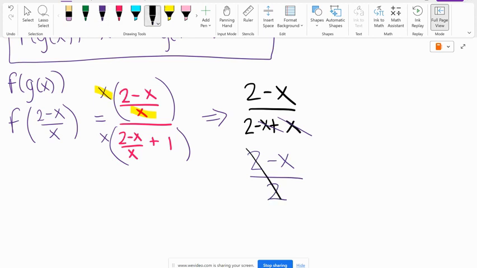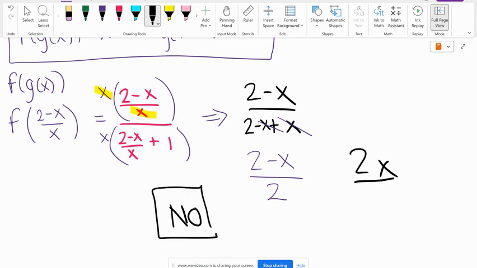Can I cancel these twos? Thank you, Nico. 90% of you on the last test canceled out these twos if there was something like this. Are we allowed to cancel out those twos? No. So right away, are these going to be inverses? No. If it were 2x over 2, then we would cancel them out. Cancel through multiplication, never addition or subtraction.